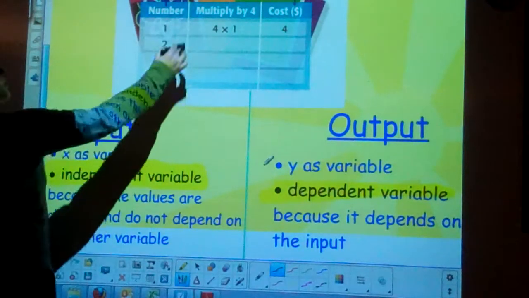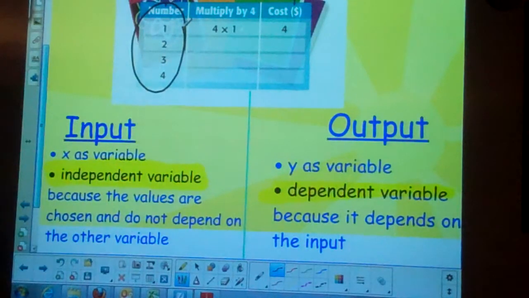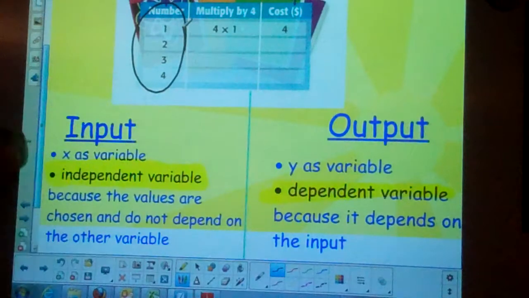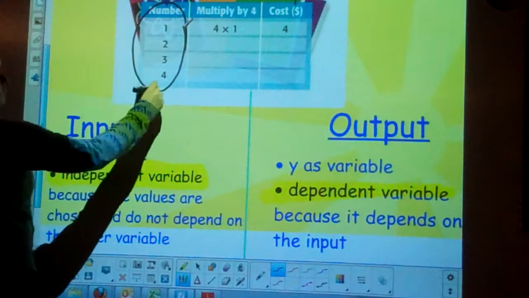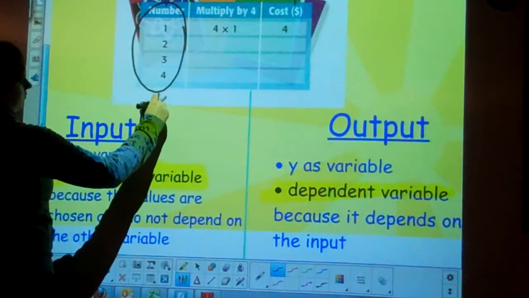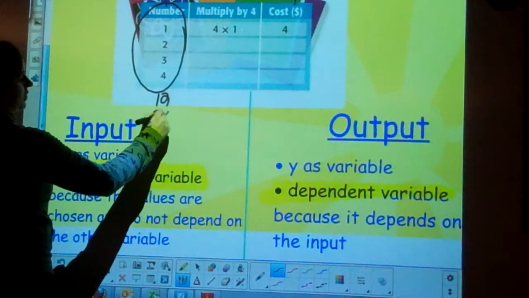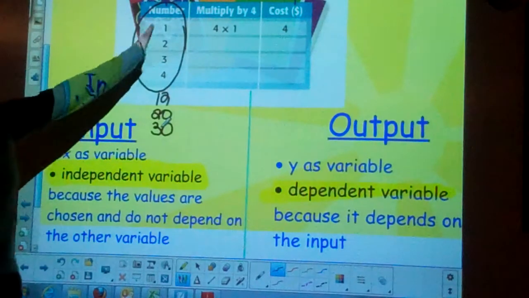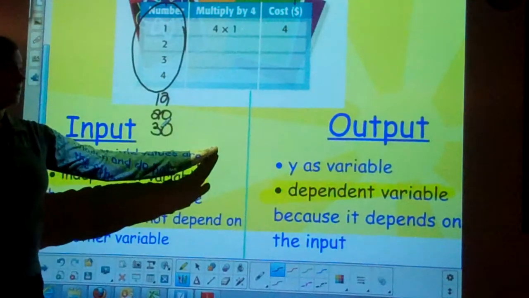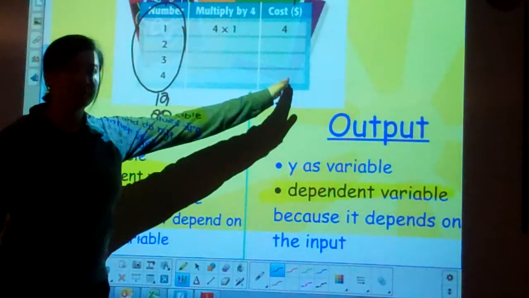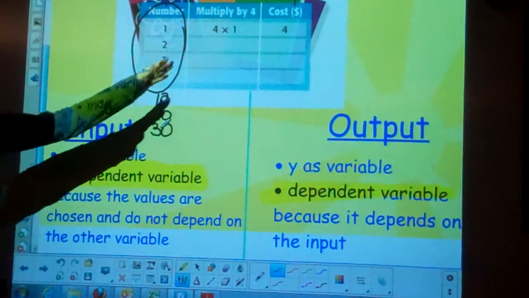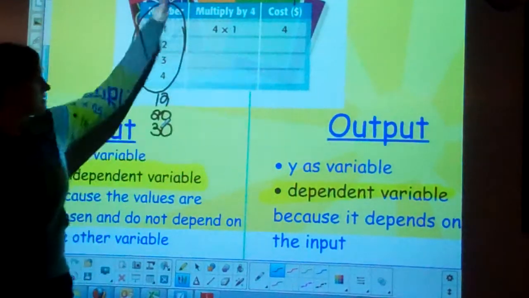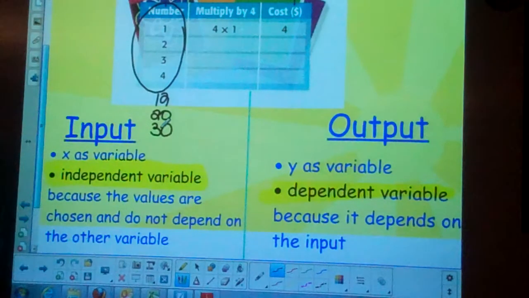Okay, this right here is your independent variable. Because we could decide to put whatever number of magazines that we want to put in there. We could put in 12. We could put in 20. We could put in 30. Because the input then goes into the rule, and then the output is affected by whatever the input is. So in other words, the cost is dependent on how many magazines that you buy.